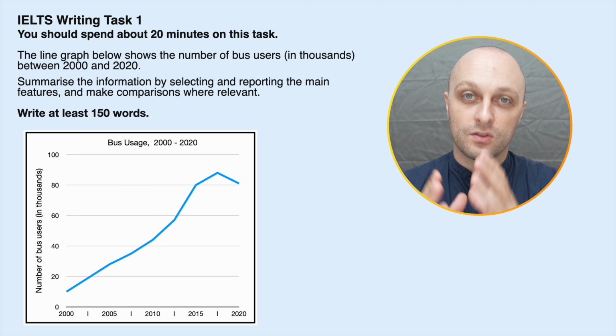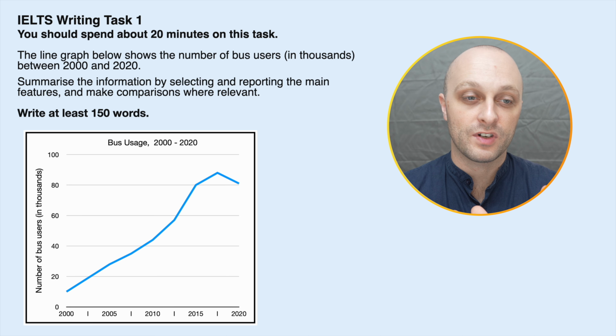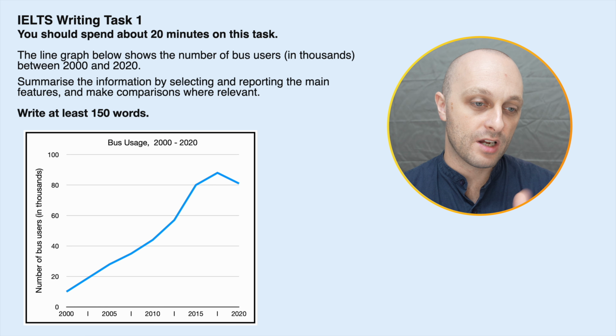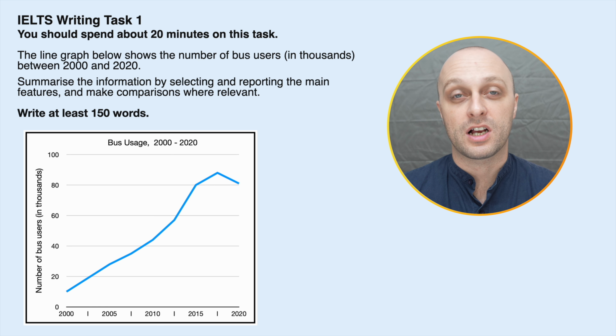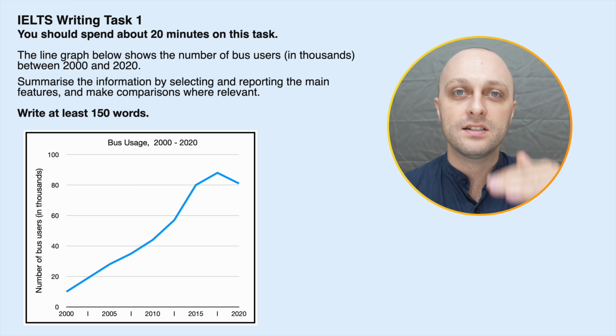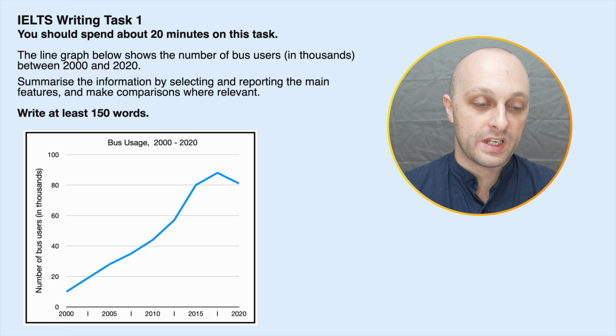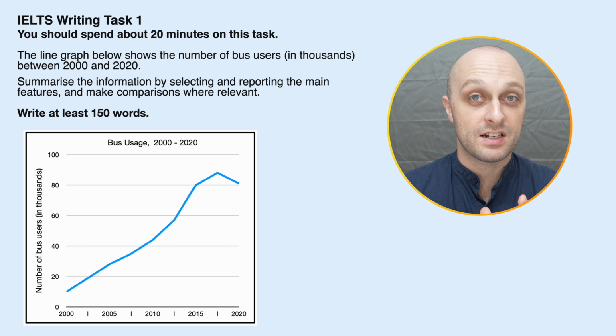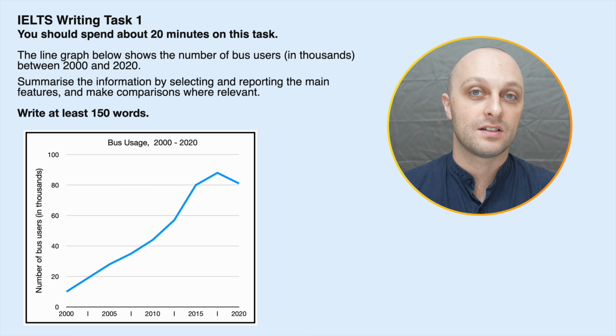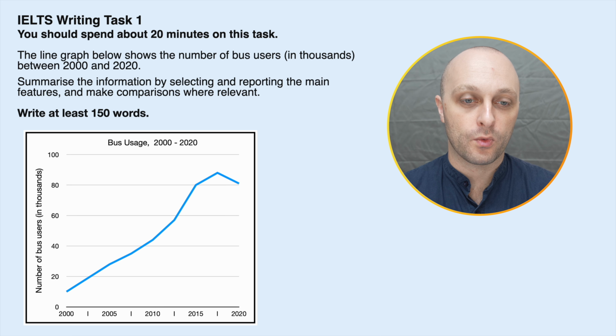Whenever we see a graph, we should very quickly skim over it: bus usage, 2000 to 2020. We have our X and Y, we have our years along the X axis, and we have number of bus users in thousands going up our Y. You can see we have intervals, steps of 20,000. We have 20, 40, 60, 80 to 100. We also immediately can see the trend. Here we have an upward trend, an increase happening with a slight dip towards the end, okay?